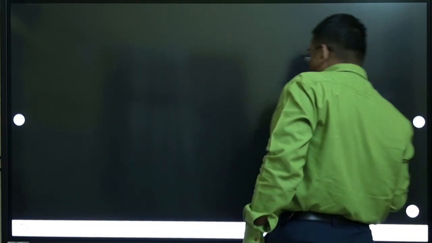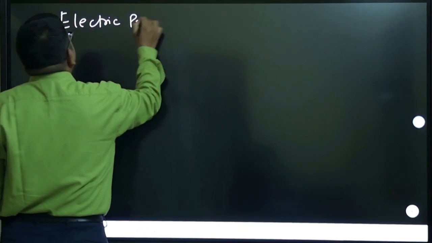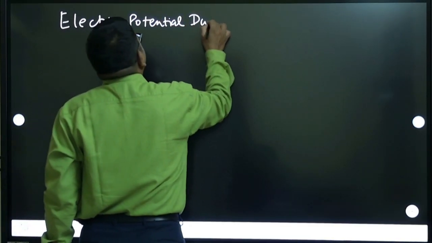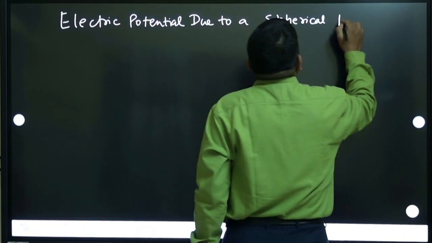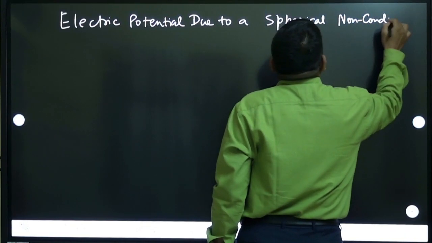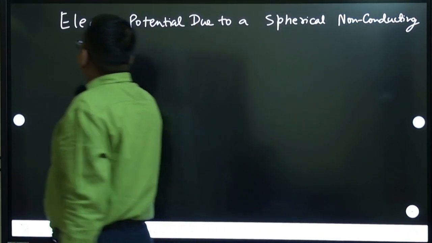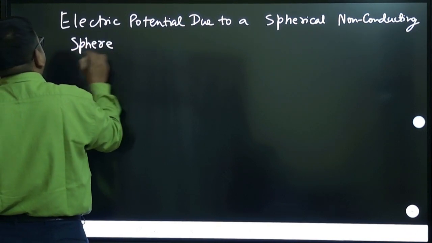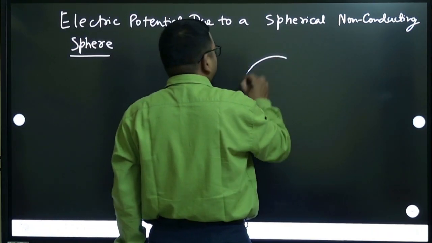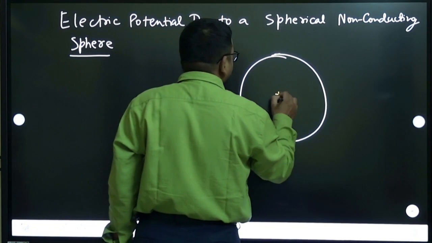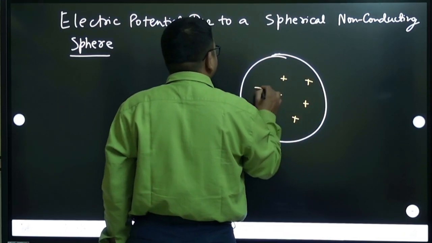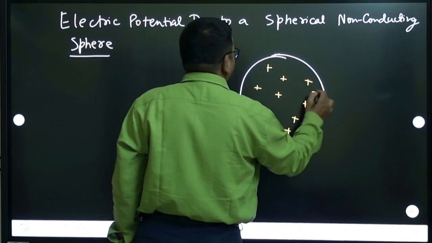Okay, so we are discussing electric potential due to a spherical non-conducting sphere. So we have a spherical non-conducting sphere, right? That means charges are distributed over the volume, a volume charge distribution is there. The field we have already derived.